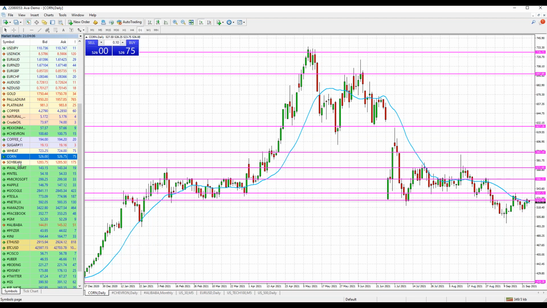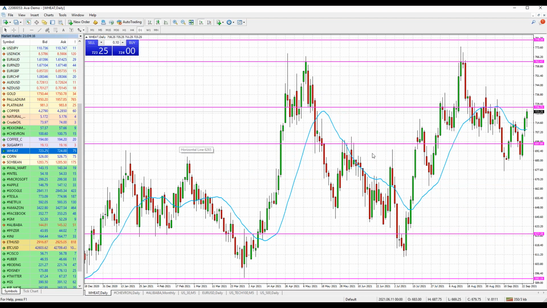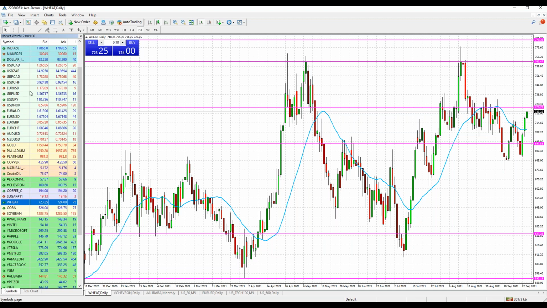Everything is possible. The same thing in soybeans. Soybeans actually are a little bit far from this neckline of 1298. And wheat has been very strong. It had a strong week, and we're coming to a resistance of 726, possible resistance there. So we're done with commodities, and let's take a look at indices.